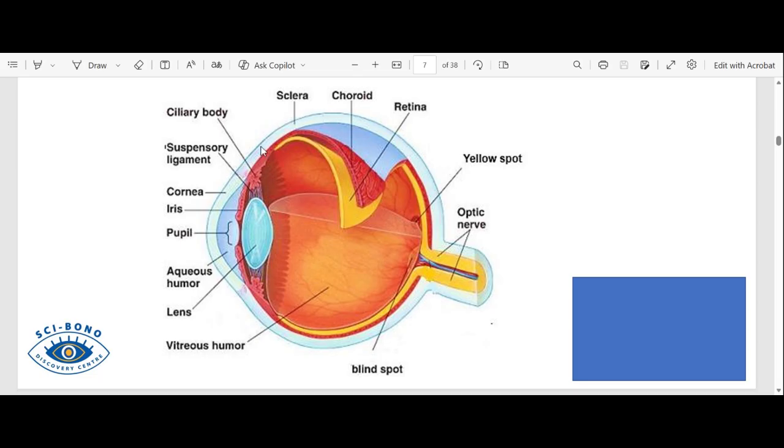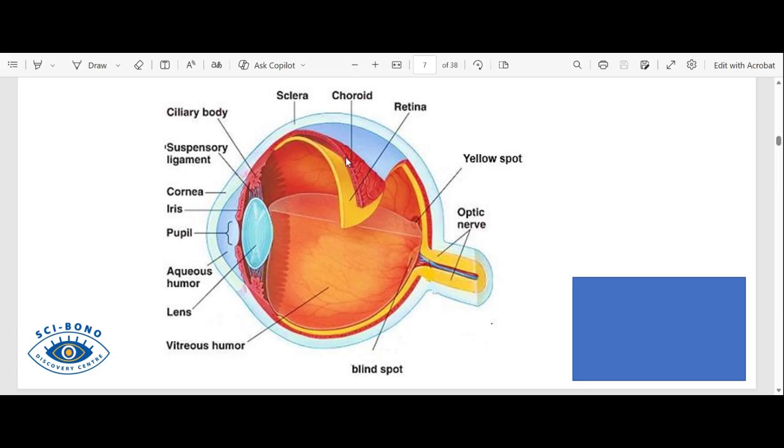The sclera protects the inner parts of the eye, right? What's the structure of the sclera? The structure of the sclera is that it is white and inelastic because it protects the inner structures of the eye. It also maintains the shape of the eye. As you can see, it's the first layer. Right? Now let's go to the second layer.